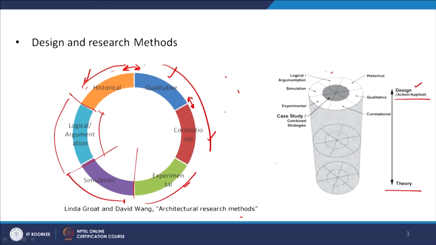So this is the spectrum, and some research can also be a combination of a few research techniques. There is another one, which is case study and combination strategy, which can be a combination of various segments of these six major segments.